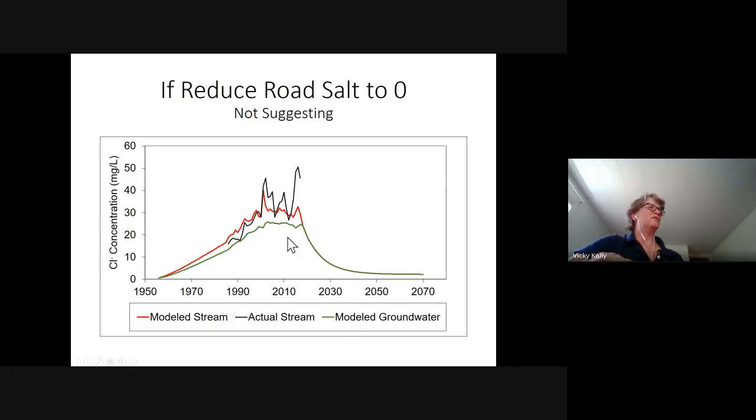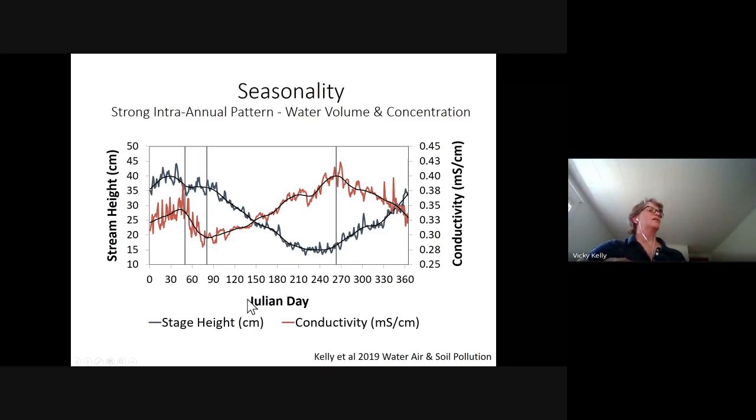One of the things you might notice in this graph is that when we plot the actual stream concentration, in the latter part of this period we have some pretty extremely high concentrations and some low concentrations, and there are some crazy swings back and forth. So what could be causing that? We think that this might have to do with the volume of water in the stream. Why do we think that?